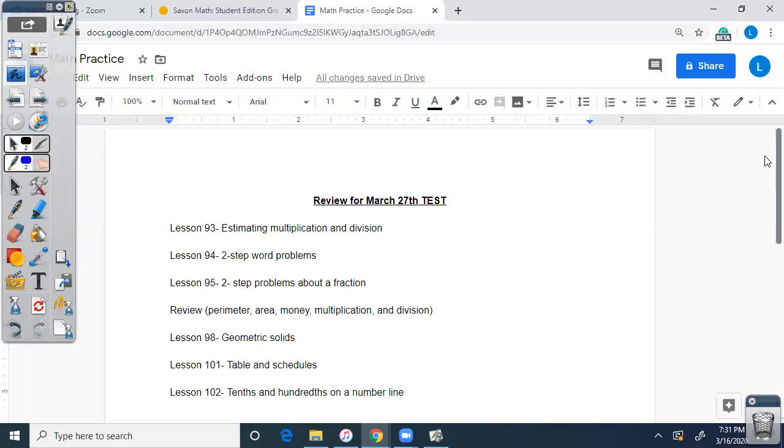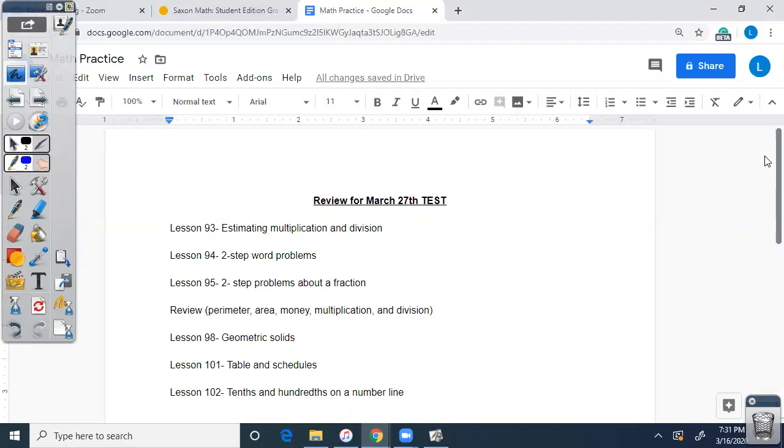And then division, the quotients, that one was a little bit harder. You had to find the number that whatever you're dividing it by could go into. So if you did not know how to do that, go back to number 93, the video on Canvas that says lesson 93, estimating multiplication and division. Click on that, it'll be the link to the video, and you can watch that video again.